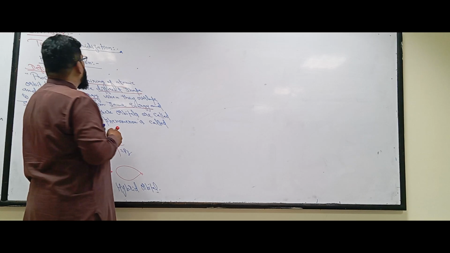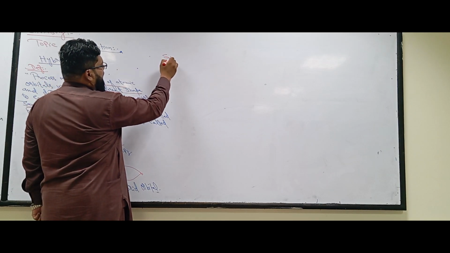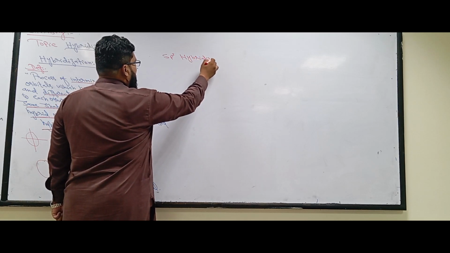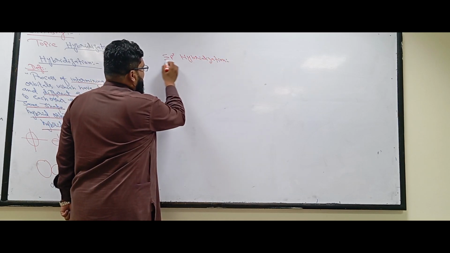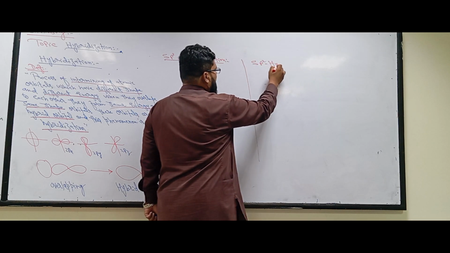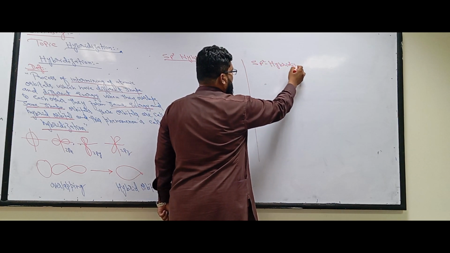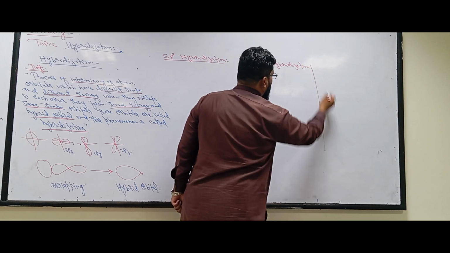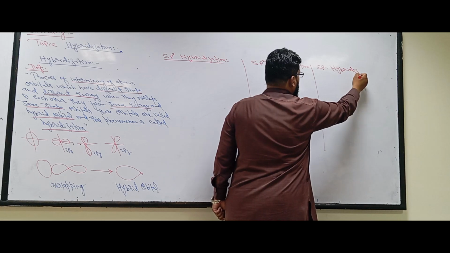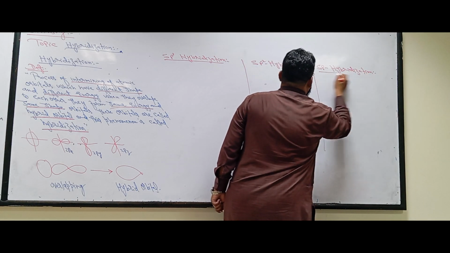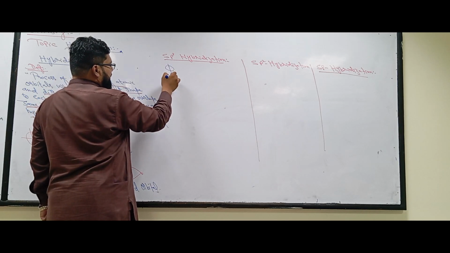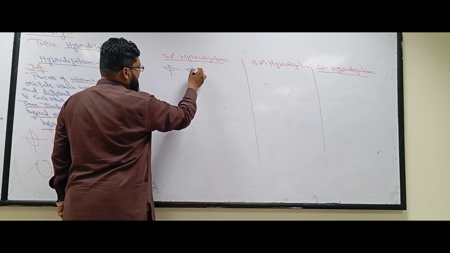There are three different types of hybridization. Number one, sp3 hybridization. Second one is the sp2 hybridization. And last one is the sp hybridization. In sp3 hybridization, one s and three p atomic orbitals overlap to each other.